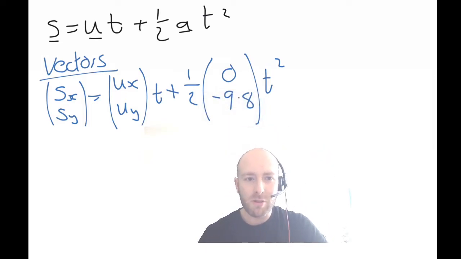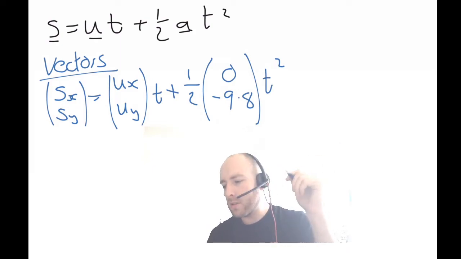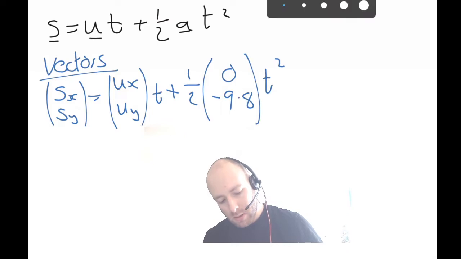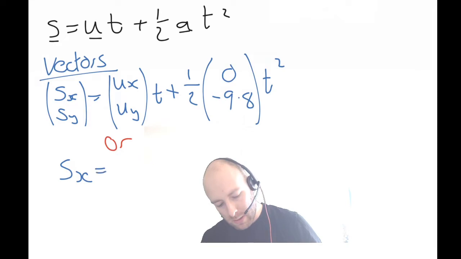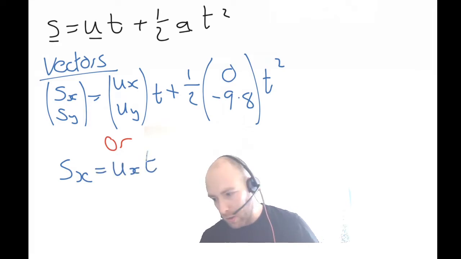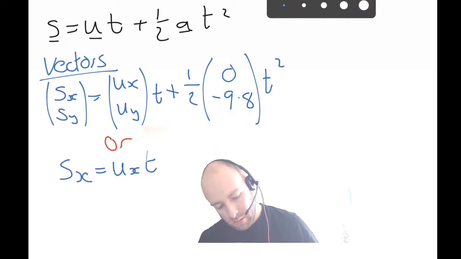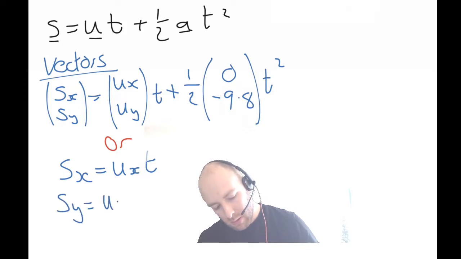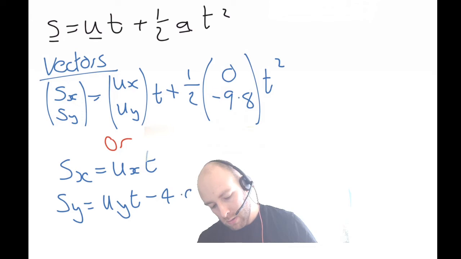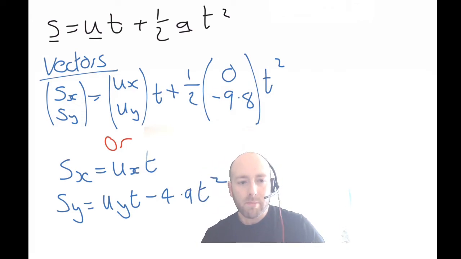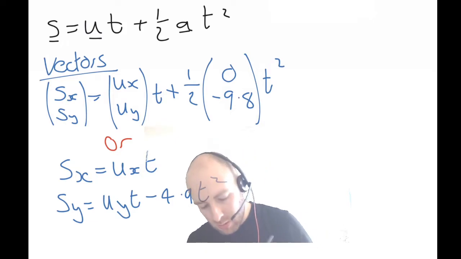All right, so we can resolve like that, and it can work. Not in every situation though, because sometimes we need to do one or the other. Or the other choice is to look at Sx equals Uxt and Sy equals Uyt minus 4.9 t squared. Obviously, where Ux and Uy will be the cos and sine of the angle that it's being projected at. Cool. All right, there's a little bit of terminology that we need to talk about.